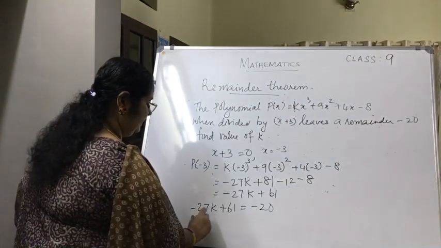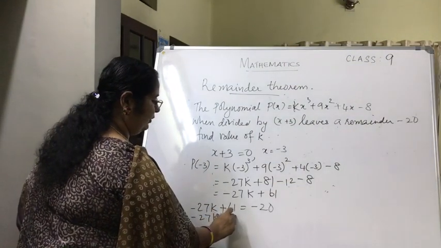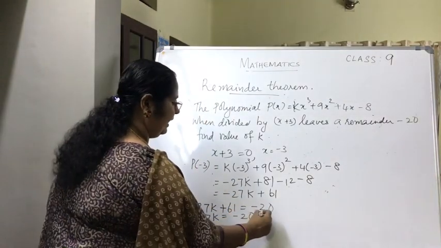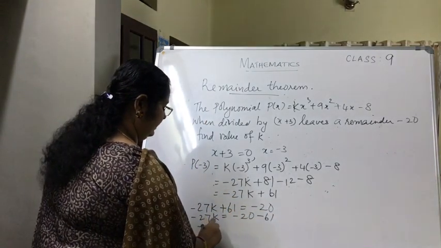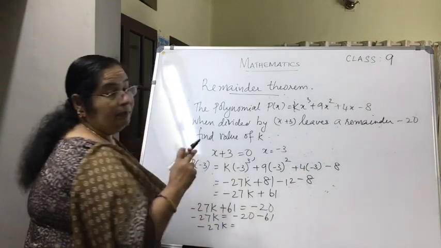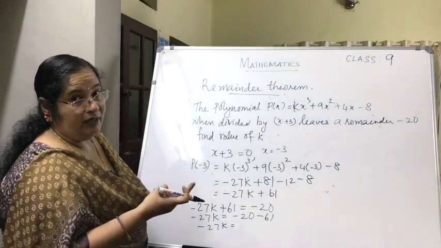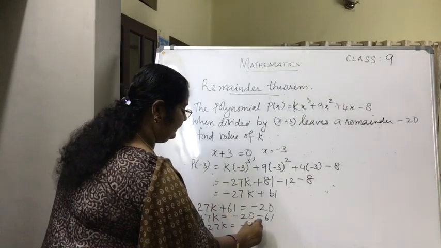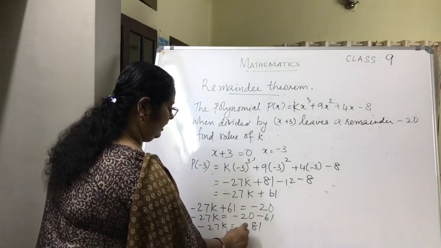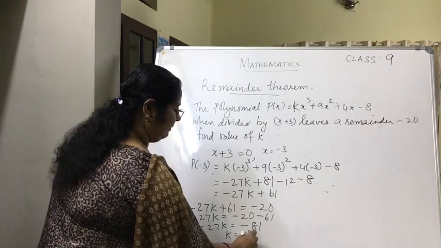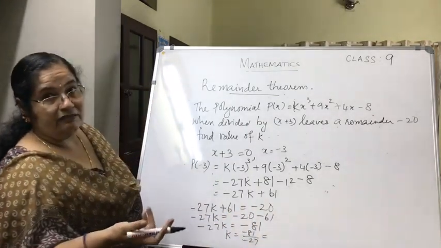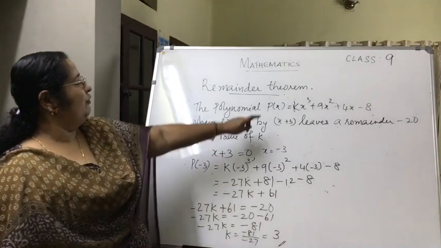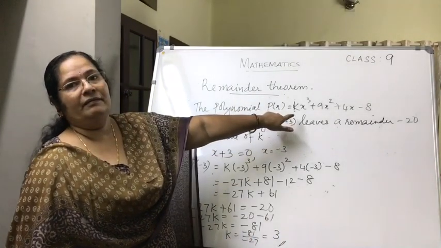Or minus 27k will be equal to minus 20. Transpose 61 to the other side, you get minus 61. Or minus 27k will be equal to minus 20 minus 61. You will add and put the negative sign. So it is minus 81. Or what is the value of k? Minus 81 by minus 27. 81 by 27 is 3. So the value of k is 3.